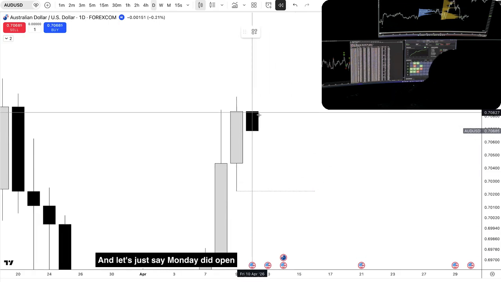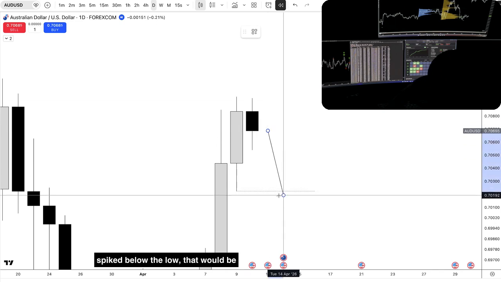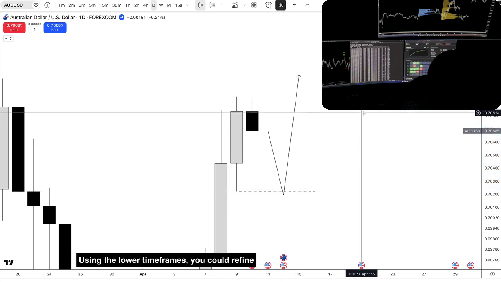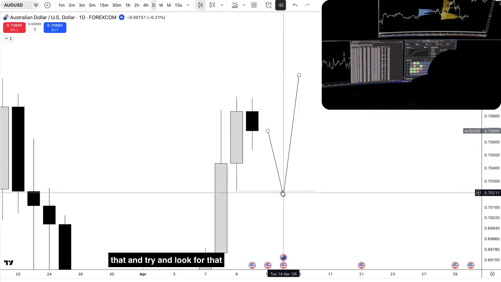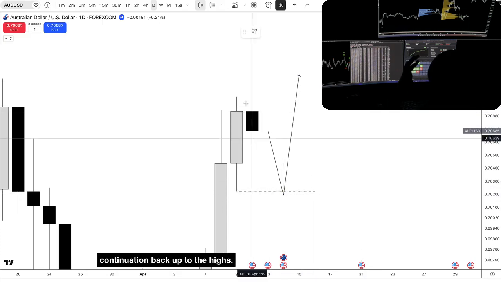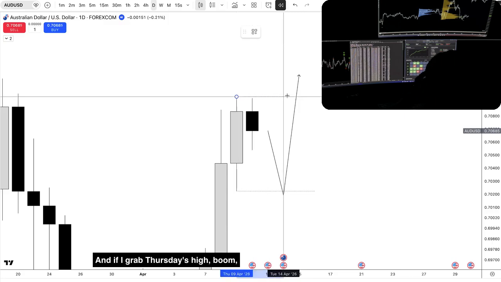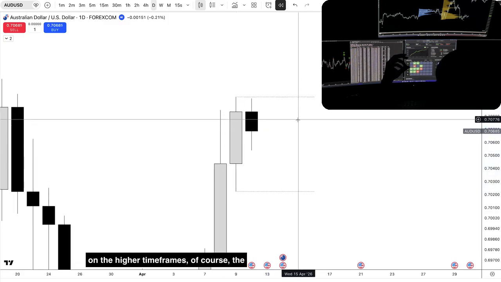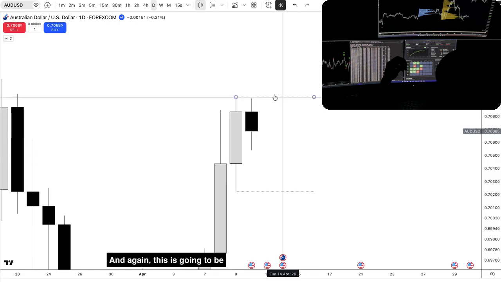And let's just say Monday did open up at this price here and we spiked below the low. That would be, again, an entry signal for you to go long. Using the lower time frames, you could refine that and try and look for that continuation back up to the highs. And if I grab Thursday's high, boom, this could be, again, a possible target on the higher time frames, of course. The next candle opens up, and again, this is going to be Monday.